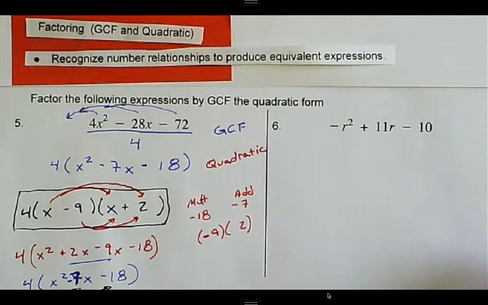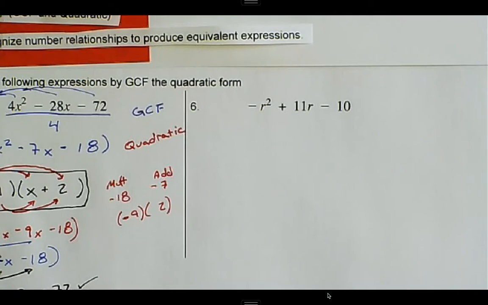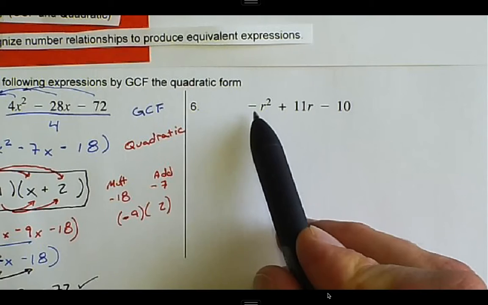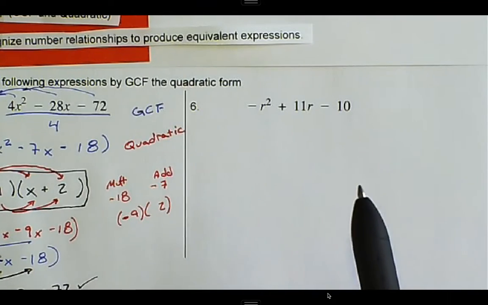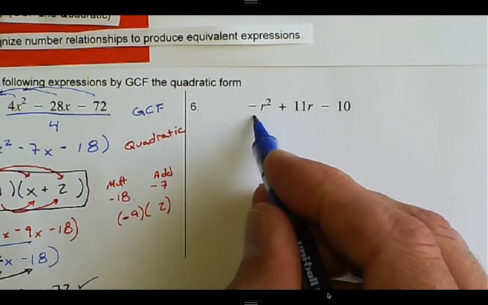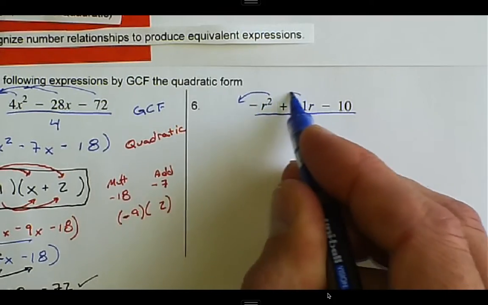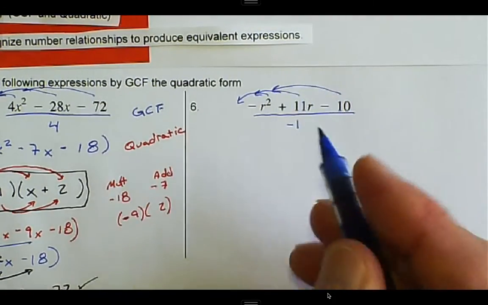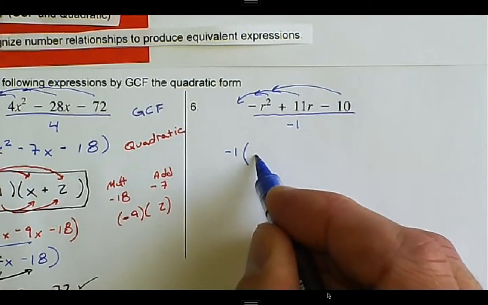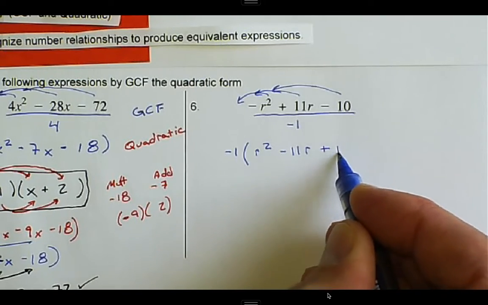We can take a look at number 6. It kind of looks like this is ready to go, but it's not quite, because our lead term here is negative. So what we need to do really is factor out a negative 1. So we're going to basically just change the sign of all these. So we take that negative 1 out of everything, so the negative 1 stays out front. And all we're going to do is change the sign. So it becomes r squared minus 11r plus 10.